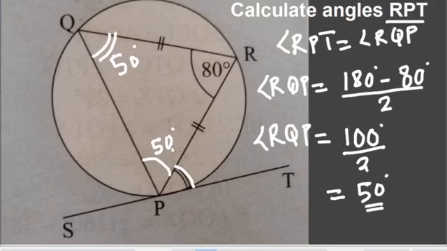So remember, the question wants us to find the angle RPT, the angle on T right here. I did mention that angle RPT is equal to angle RQP. So this angle on Q is an angle in the alternate segment with RPT. So the angle on Q is equal to the angle RPT. So if there we have 50, even here we have 50 degrees. So that is the answer.